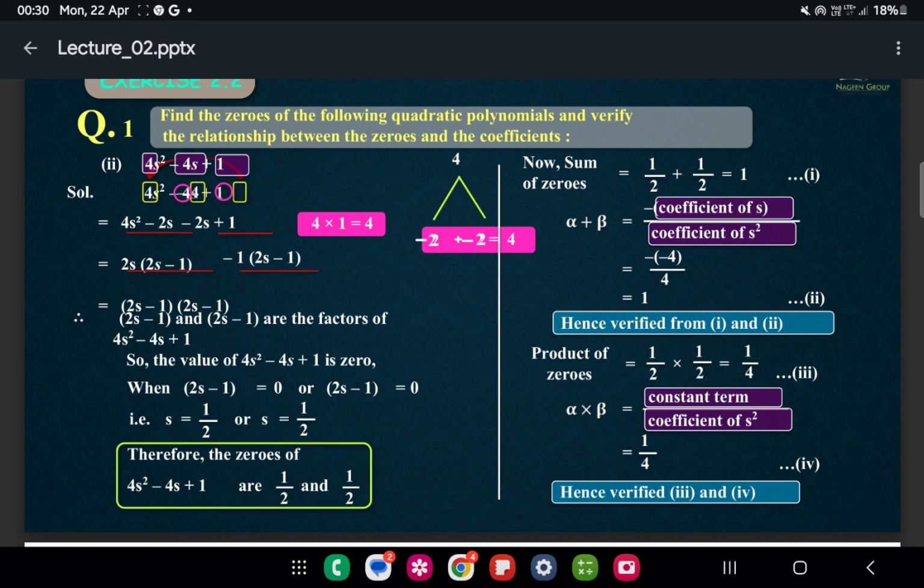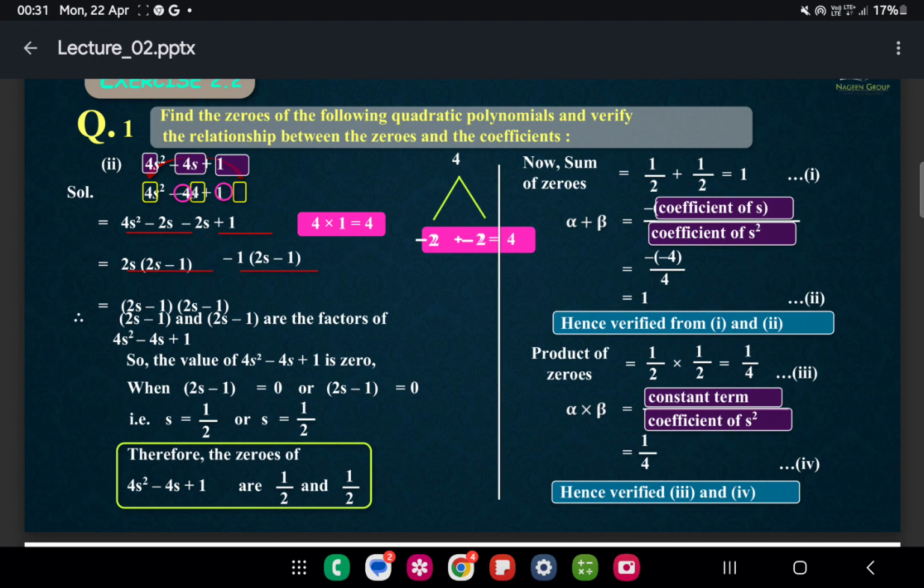I hope you understand. Next we can move to the next problem. Here I have taken the exercise 2.2 problem. Second question: find the zeros of the following quadratic polynomial and verify the relationship between the zeros and the coefficients. As usual, as we did in the previous problem, the same method we have to apply here. Instead of x they have given s, that's all. So 4s square minus 4s plus 1.